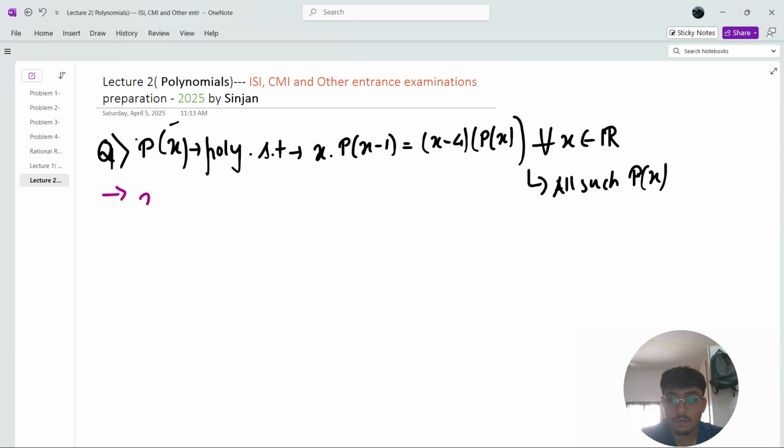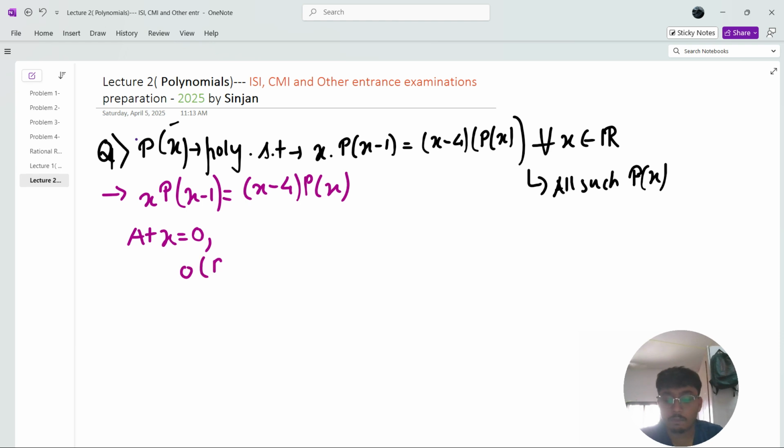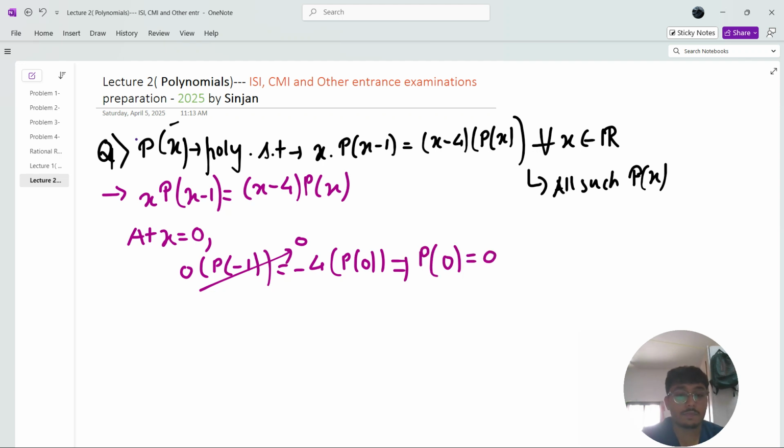So what are we given? x into P(x minus 1) is equal to (x minus 4) into P(x). At x equals 0, what am I getting? 0 into P(0 minus 1), that is P(minus 1), is basically minus 4 into P(0). This term becomes 0. So ultimately, what am I getting? My P(0) turns out to be 0. This is my first equation.